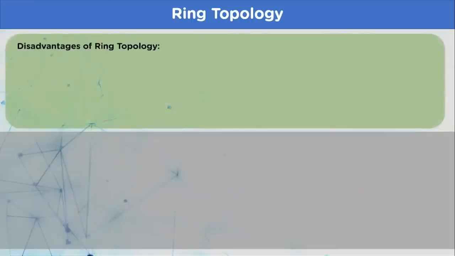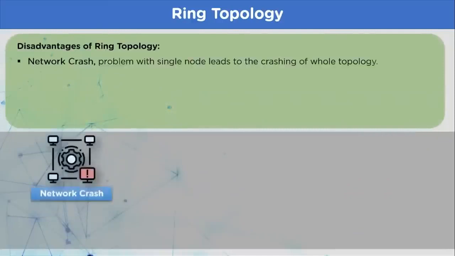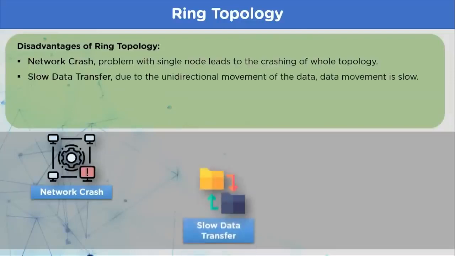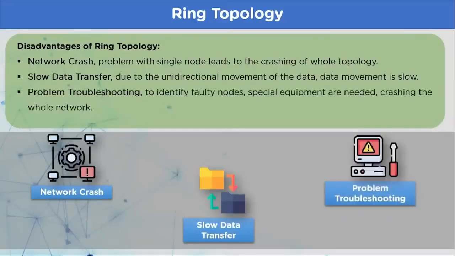Moving on, we have disadvantages of ring topology. In the case of a node crash, the whole system is affected and is non-accessible due to the direct connection of each node. The transfer of data is slow due to the token passing method in the network. Difficulty in troubleshooting faults in the connection leads to the crash of the whole network.